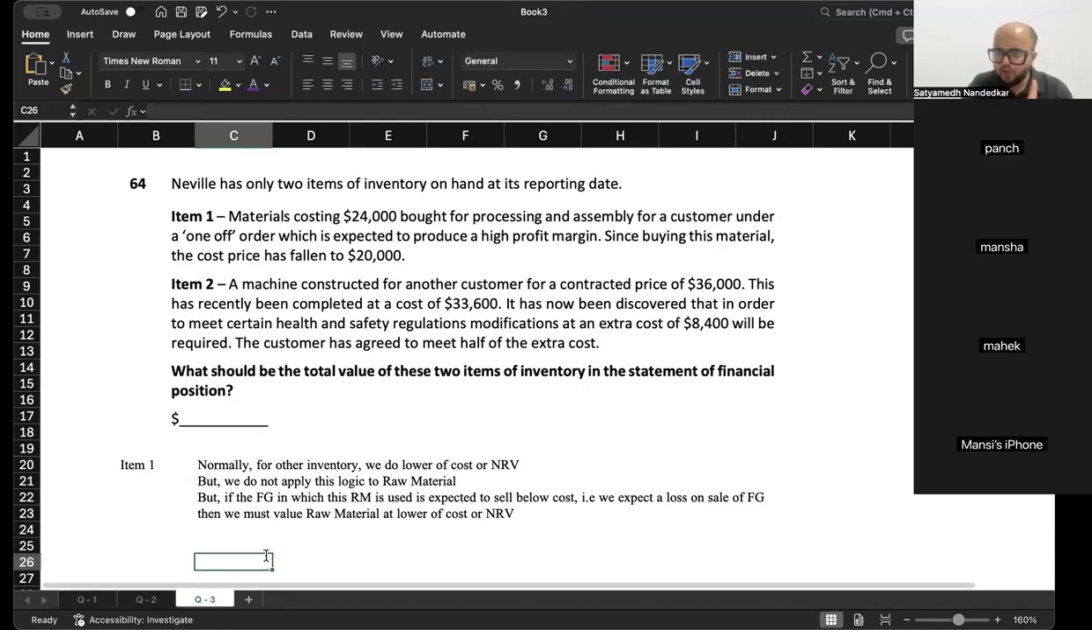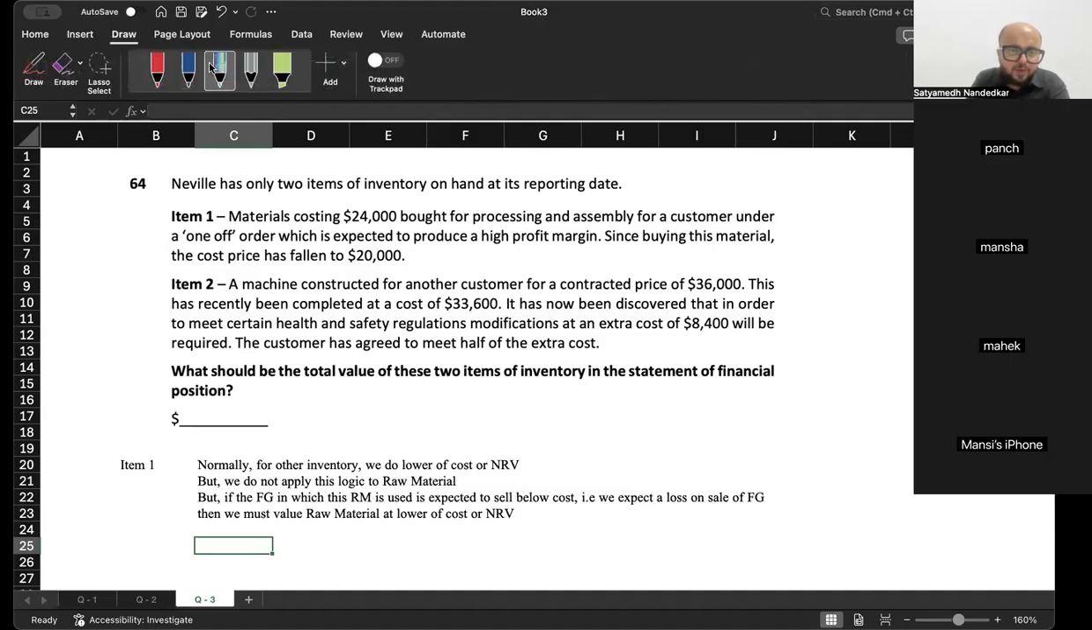For other inventory, we do cost or NRV, but we don't apply this logic to raw material. If the finished goods in which the raw material is used is expected to sell below cost, that is, we expect a loss on sale of finished goods, then we must value raw material at lower of cost or NRV. If you observe the first one, material costing 24,000 was purchased to be used in a one-off order, expected to produce a high profit margin.